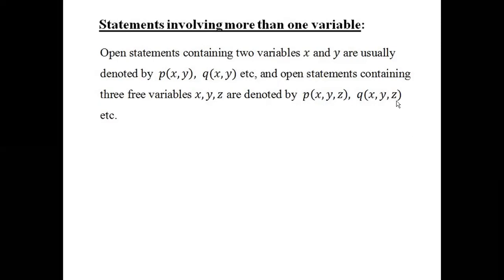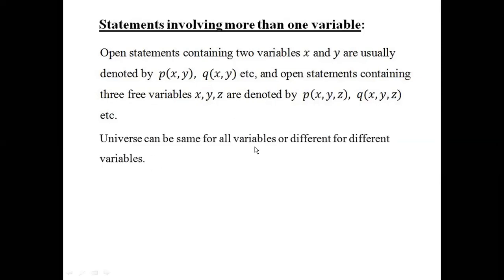So we are already familiar with the open statements which are of the form p of x, q of x, r of x, etc. Now we are dealing with two variables, three variables, etc. So open statements involving more than one variable we are now talking about. They are represented symbolically in the form p of x y, q of x y, or with three variables it is p of x y z, q of x y z, etc.